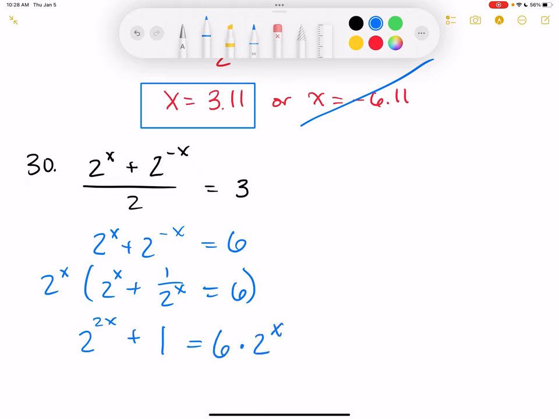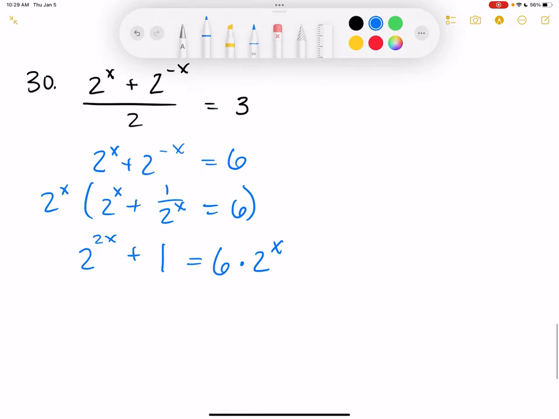You can't multiply that? Nope, because of the exponent. The exponent's a variable, that's why I can't do that. So I'm going to move this over. So 2 to the 2x minus 6 times 2 to the x plus 1 equals 0.